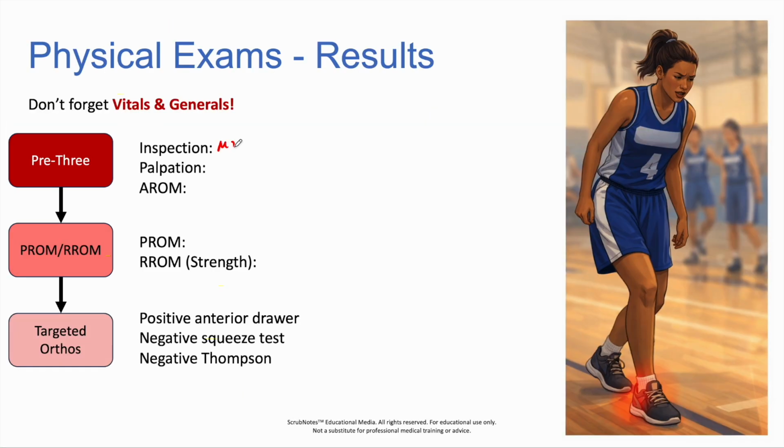Let's apply this to our case. The pre-3 shows no fracture, and the patient can bear weight. There is mild lateral swelling. Active range of motion shows pain with inversion. On exam, we found there was tenderness over the ATFL. Inversion stress reproduces her pain. The anterior drawer test was positive. Squeeze test and Thompson tests are negative. When we follow this framework, the pattern clearly points to a lateral ankle sprain.